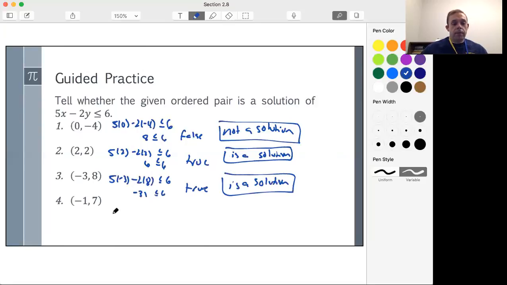All right, and then (-1, 7). So we have 5 times -1 minus 2 times 7. Is that less than or equal to 6? So -5 minus 14, I think that's going to be -19. Is that less than or equal to 6? No, that's false. So this is not a solution.